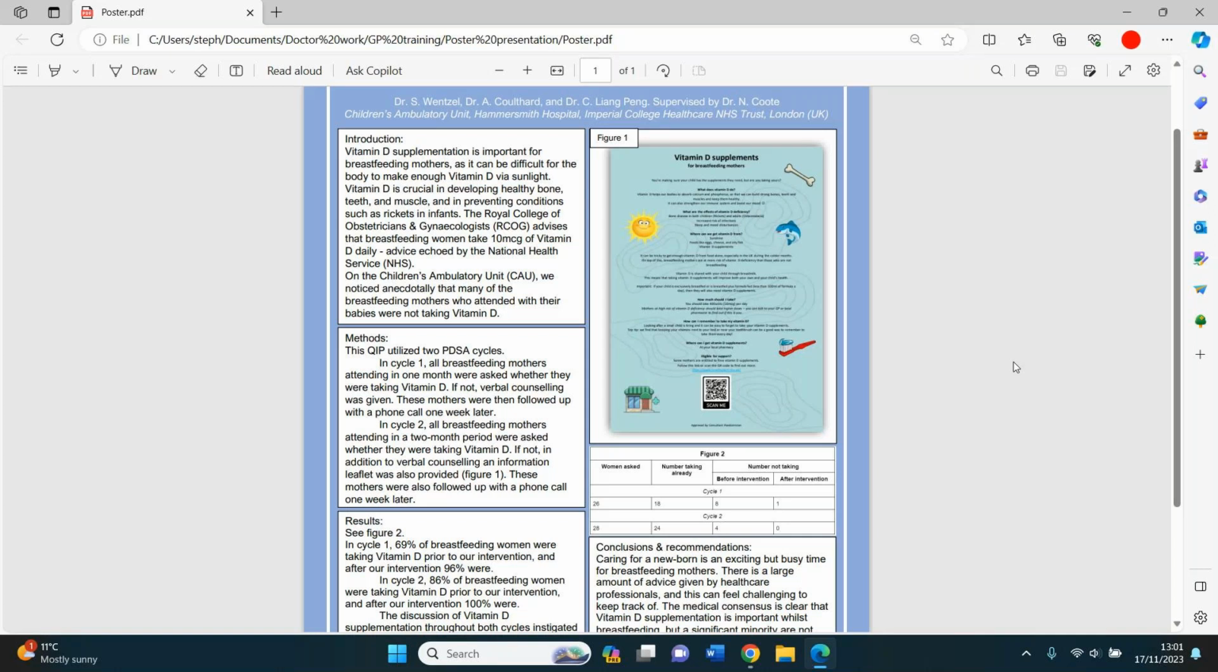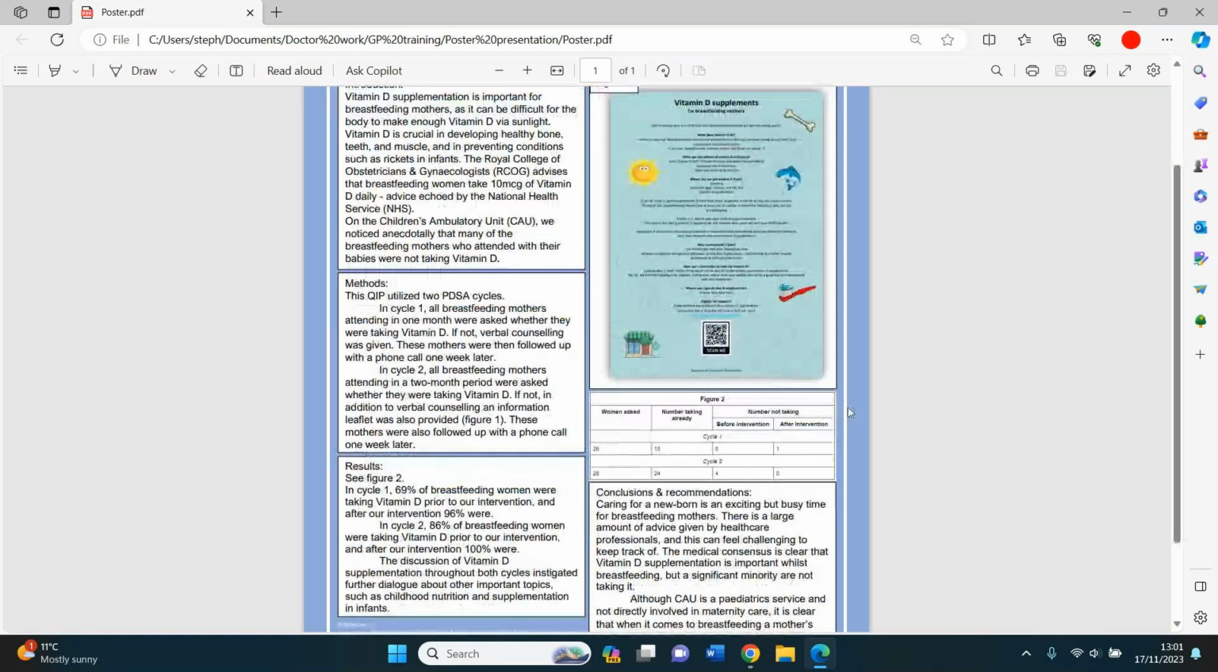So as you can see in figure 2 down here, these were our numbers, but to summarise things, in cycle 1, 69% of the breastfeeding women were taking vitamin D supplementation already prior to our intervention, but after our intervention 96% were. So we were pretty pleased with that. We thought that was a fairly good outcome.